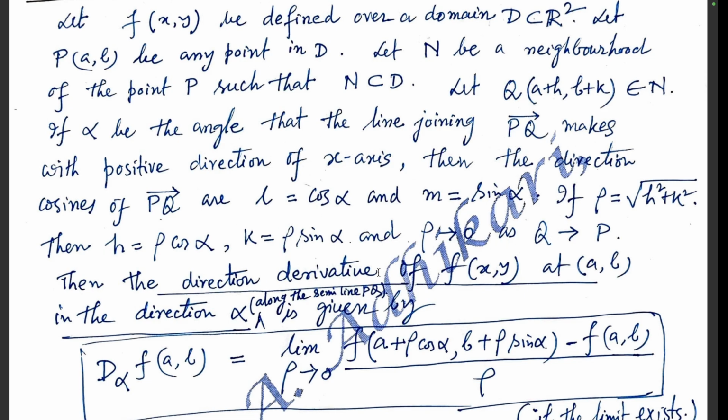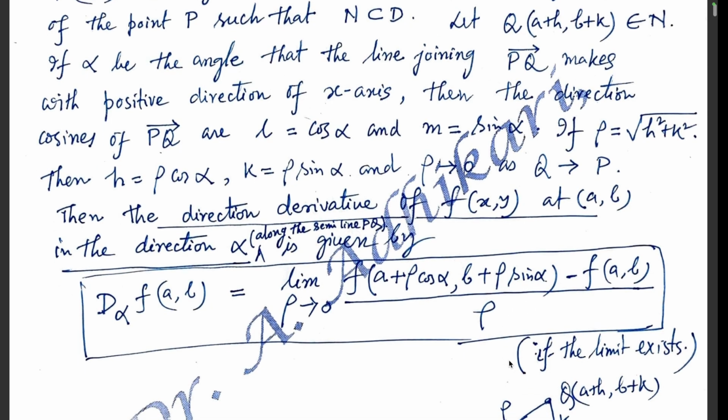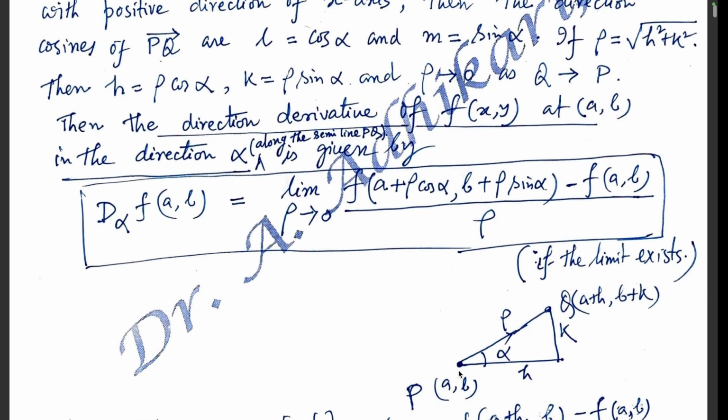Then the directional derivative of the function f(x, y) at the point (a, b) in the direction alpha along the semi-line PQ is given by D alpha f at (a, b) equal to the limit as rho tends to 0 of f(a plus rho cos alpha, b plus rho sin alpha) minus f(a, b), whole divided by rho, if this limit exists. This is the point P, this is the point Q, this is h and this is k, this PQ distance is rho, and this angle is alpha.